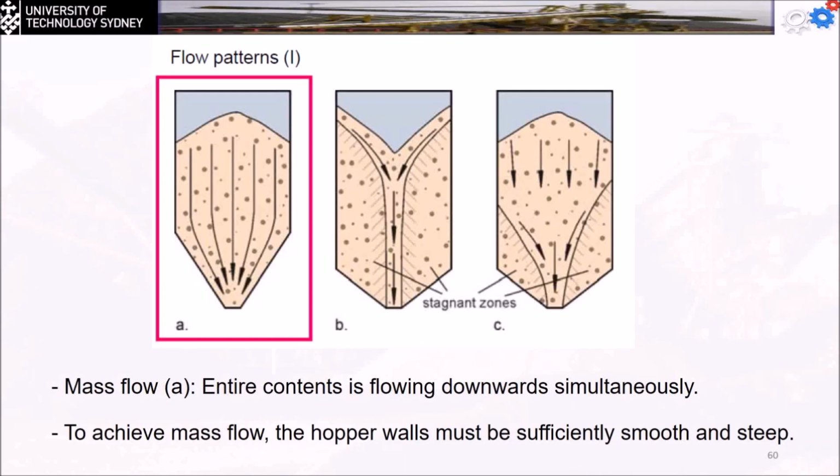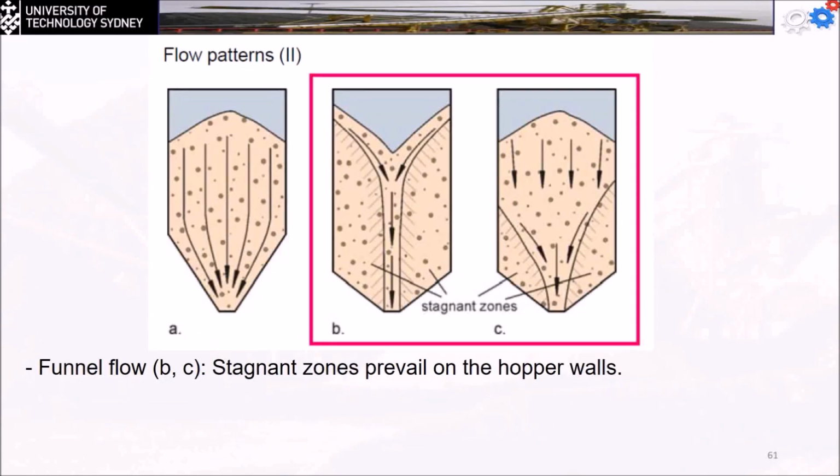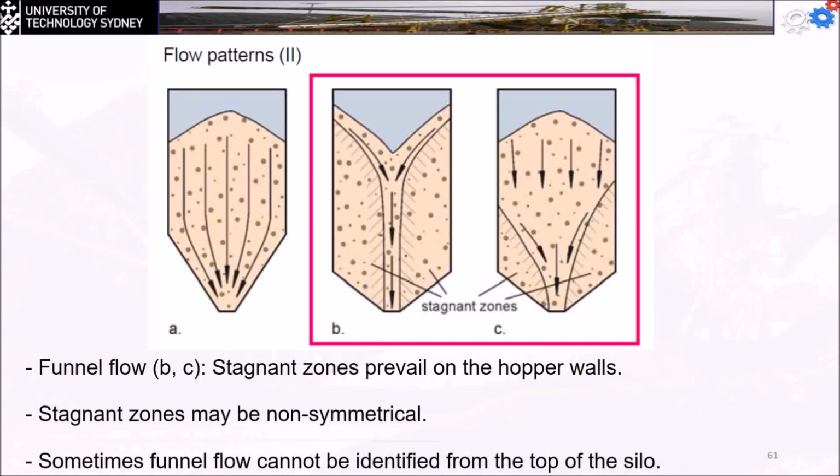Okay, this is the funnel flow we can have. It's going to have a funnel, where stagnant zones prevail on the hopper walls. Stagnant zones may be non-symmetrical. It doesn't have to be exactly like that. And sometimes funnel flow cannot be identified from the top of the silo. You go to the top, you look, and you cannot see what is actually happening, unless you have one of the cases we call a rat hole, where you have a small hole in the middle, so the material has been emptied only in this column, but anything on the side was simply stagnant.